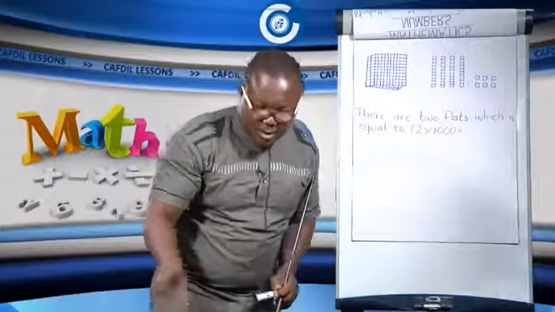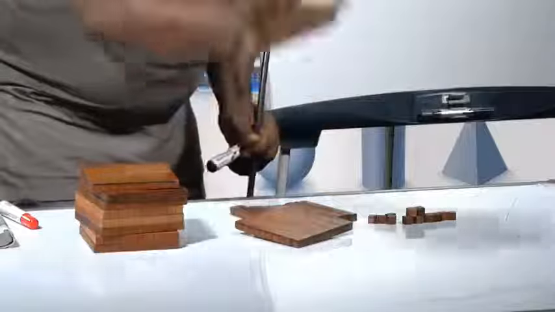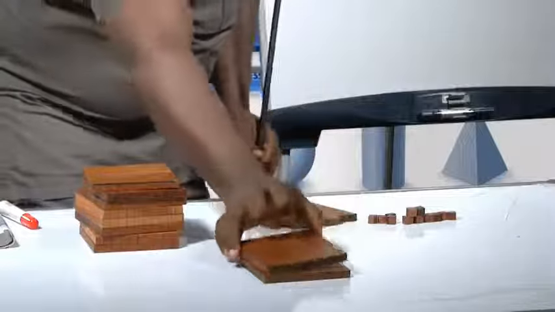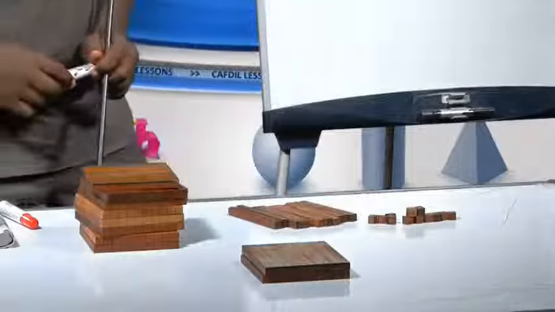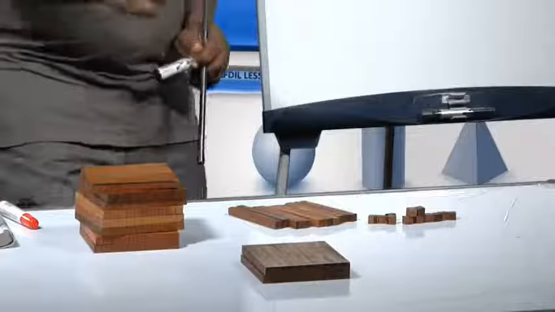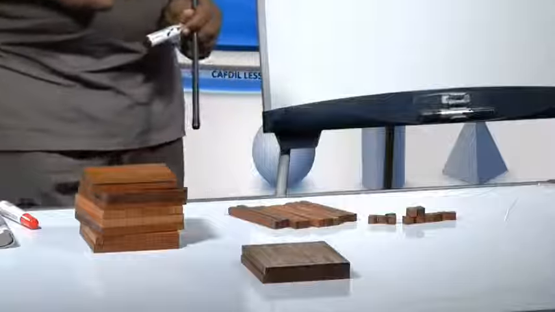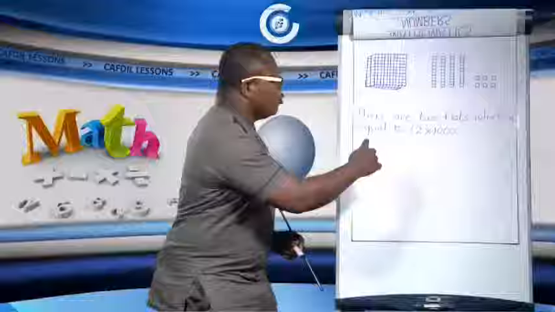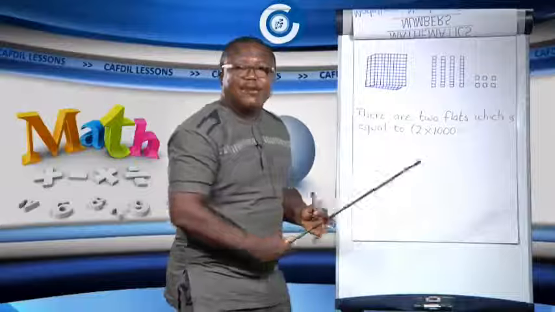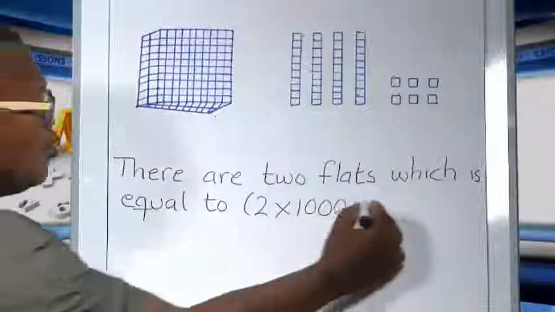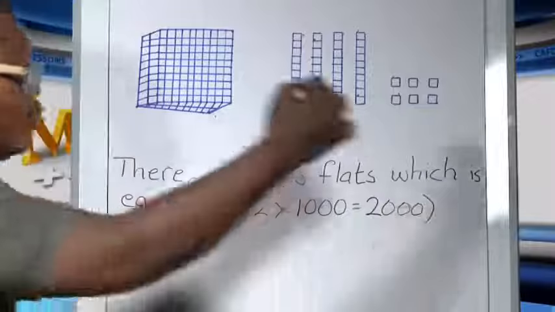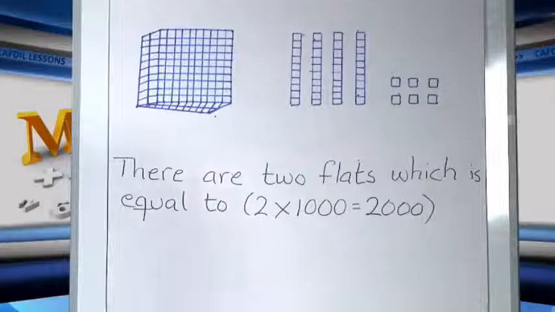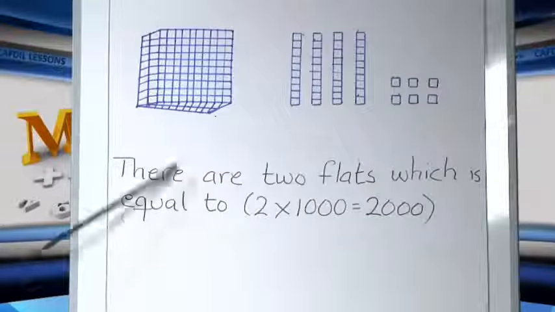This is 1000. I place another 1000 on it. So it will be what? 2 of them. So it's going to be 2 times 1000, which will be 2000. So here with this flat, you have 2000 there.